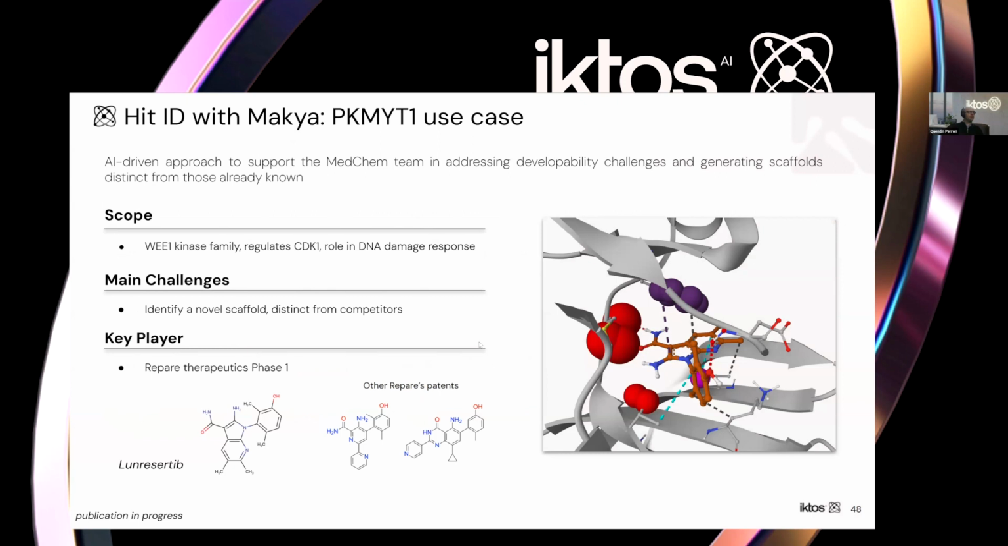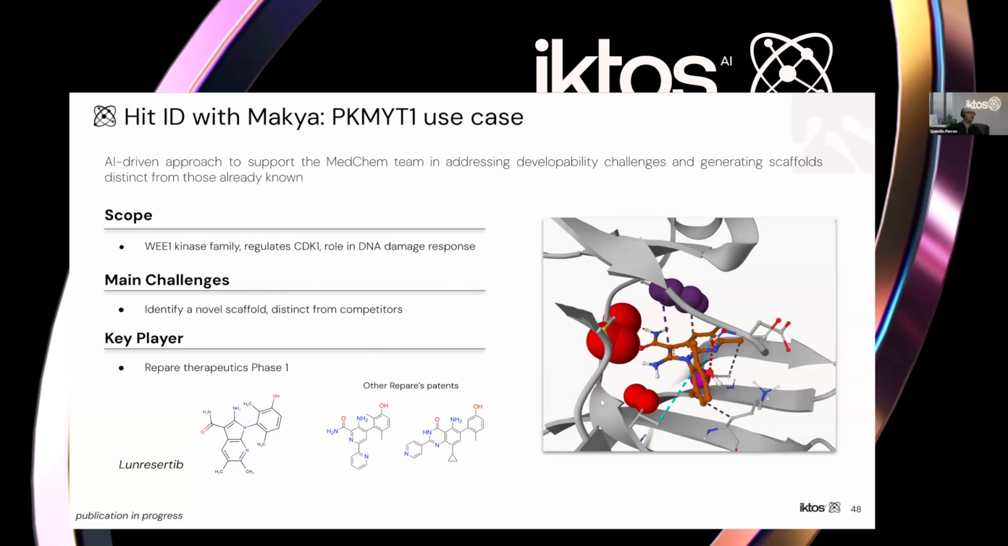Today, I will present unpublished results where we show how to use that in a real drug discovery project. In that case, it was a PKMYT1 case study. It's a kinase from the Wee family. And the idea was: can we identify a new scaffold compared to the competition?